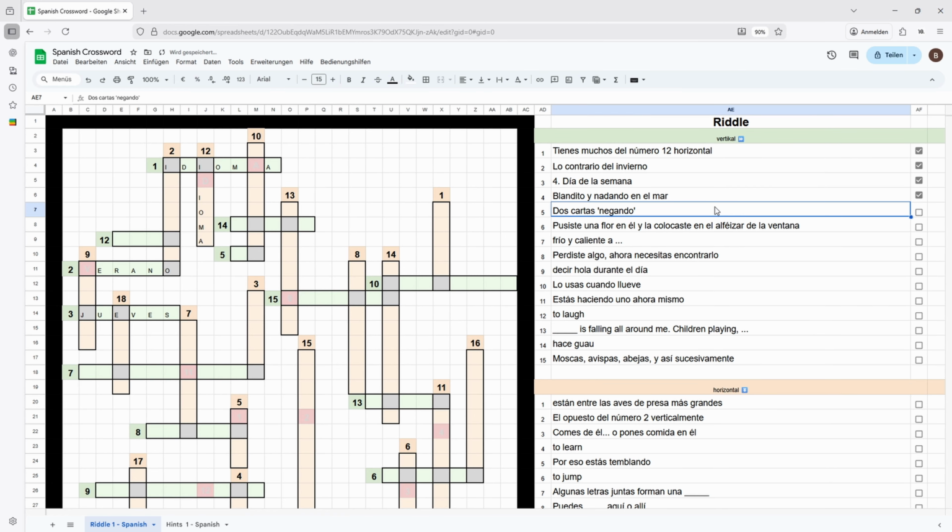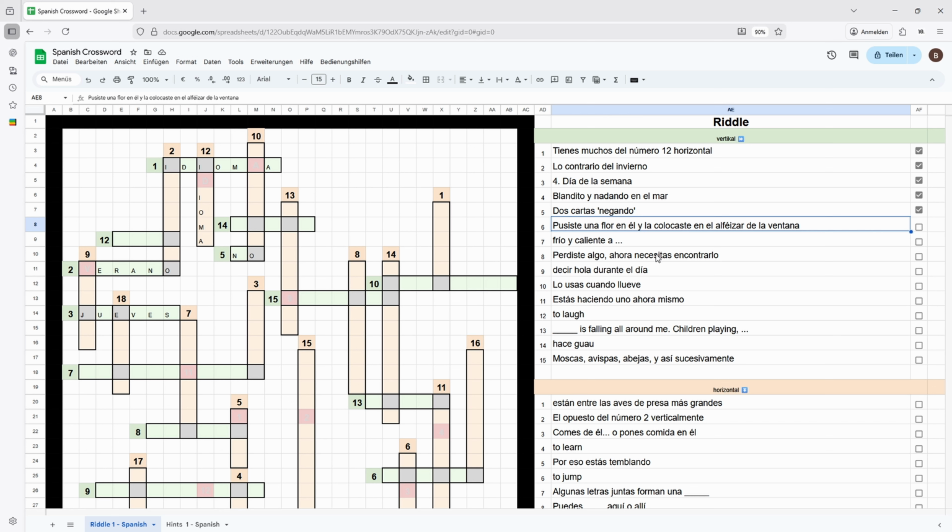Then we have Las cartas negando. Two letters for denying? No? Is it no? I think it's no. It fits, so I don't care.